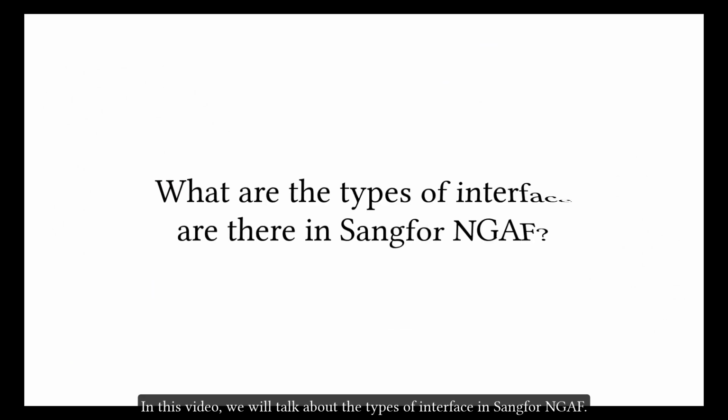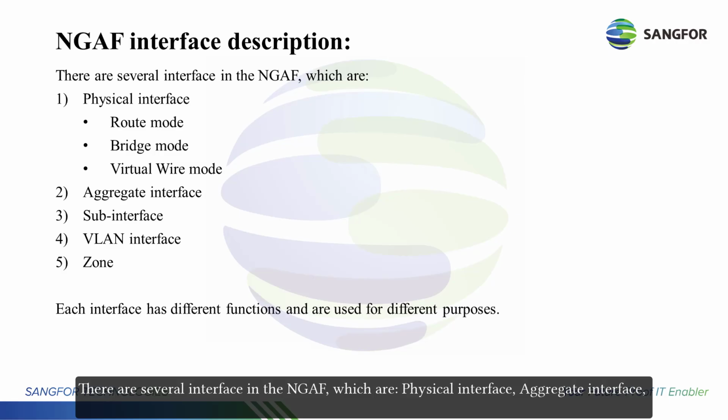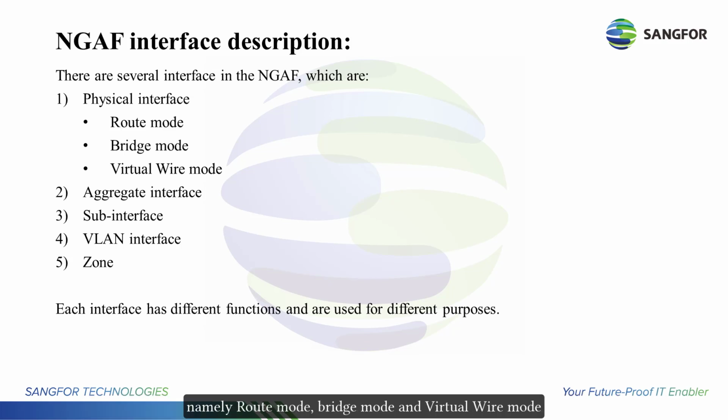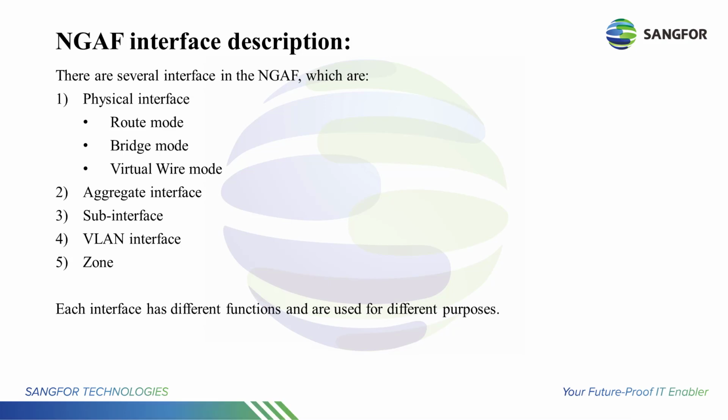In this video, we will talk about the types of interface in Sangfor NGAF. There are several interfaces in the NGAF, which are physical interface, aggregate interface, sub-interface, VLAN interface and so on. Under physical interface, there are three modes, namely route mode, bridge mode and virtual wire mode. Each interface has different functions and is used for different purposes.